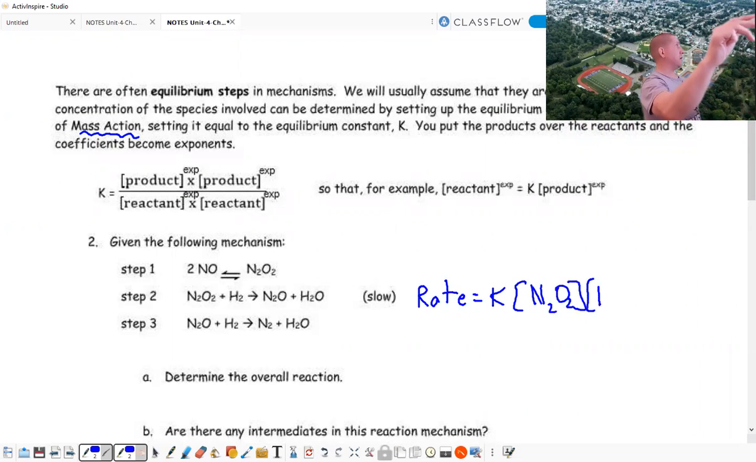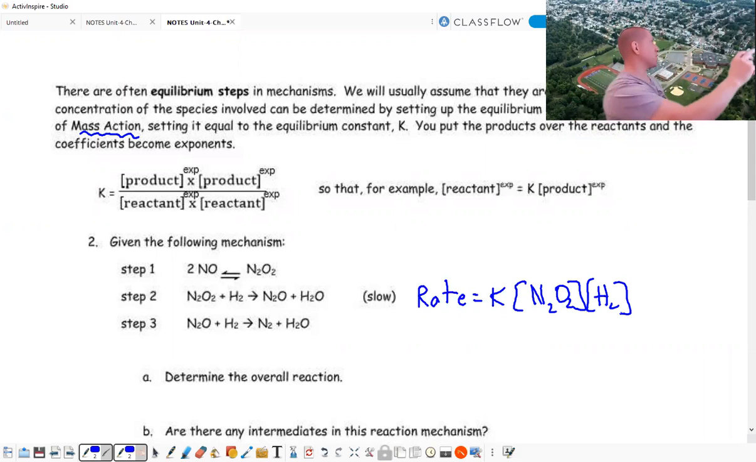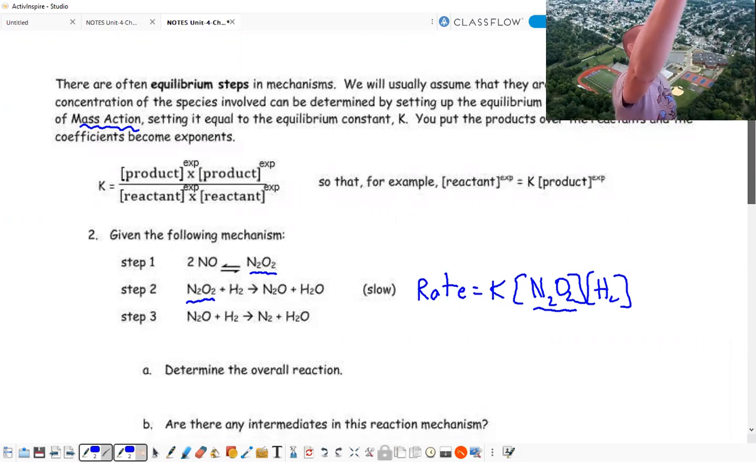N2O2 times H2, both to the first power, right? The coefficients in front. All right, now here's the problem. The problem is we have an intermediate in the rate law. And you cannot have intermediates in the rate law. How do we deal with it?